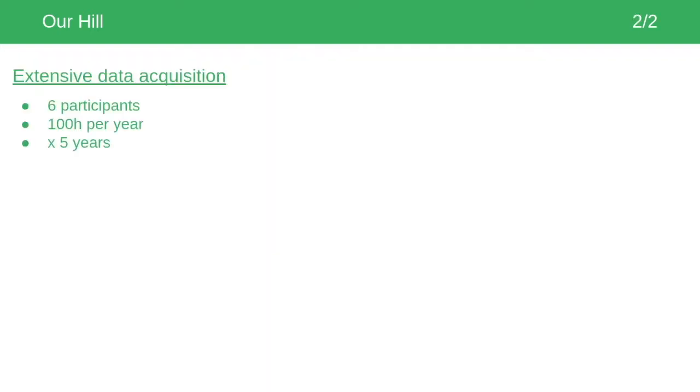So our hill, particularly as it pertains to the data acquisition, is exactly that, acquiring an extensive amount of data. Currently, we're scanning 6 participants, about 100 hours per year of fMRI and MEG data, and we plan on doing that over the course of 5 years. Now, what does that mean in terms of how large the hill is we plan on trying to climb?